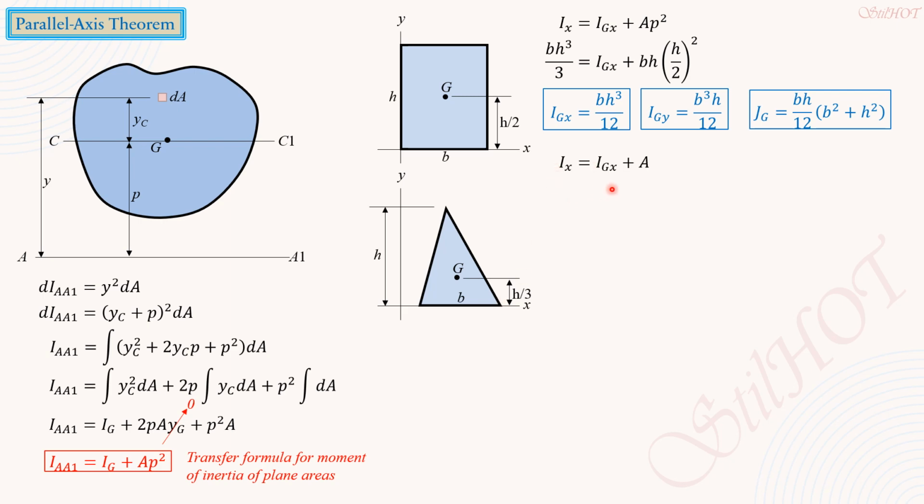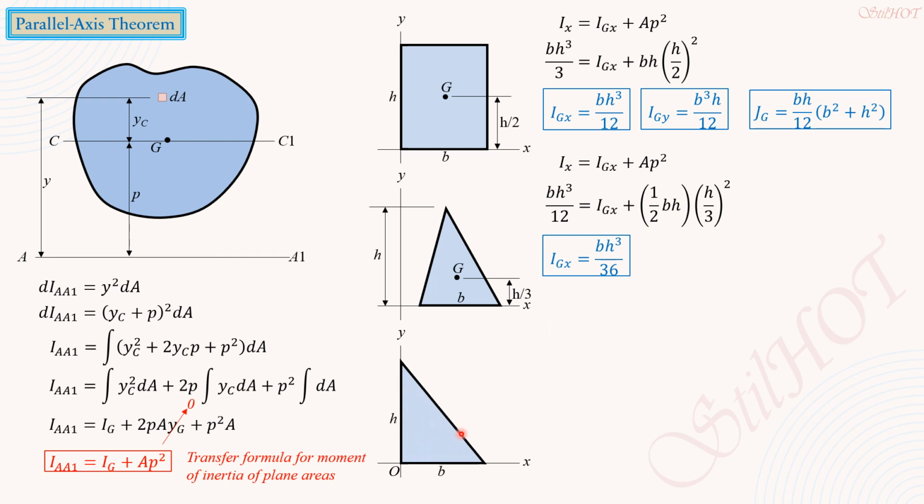So Ix equals Igx for this triangle plus area times p square. So bh cubed over 12 equals Igx plus 1/2 bh, then times h over 3 quantity square. So 1/12 minus 1/18 is 1/36. So that's why the moment of inertia with respect to the centroid of a triangle is bh cubed over 36. And you should be able to memorize this: the centroidal moment of inertia of common shapes, rectangle, triangle, circle, or part of a circle.